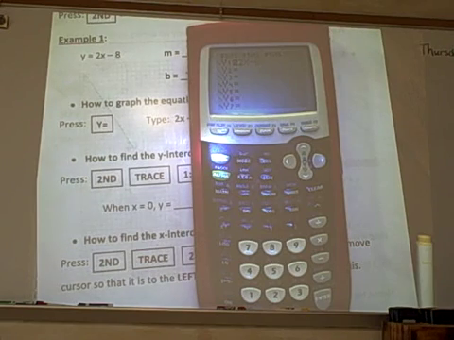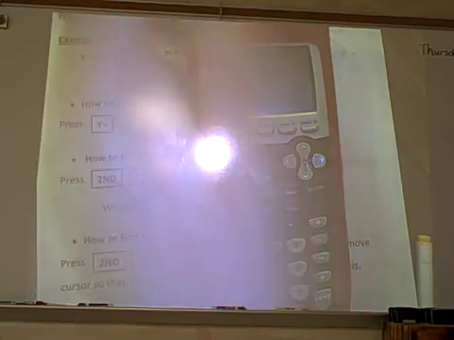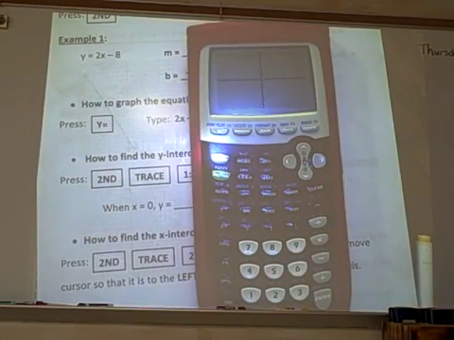Okay, we want to look at the graph. Because, let's face it, you have to graph these a lot, right? And so maybe you want to check and make sure you're doing them right. So hit graph, and it should draw the graph for you.